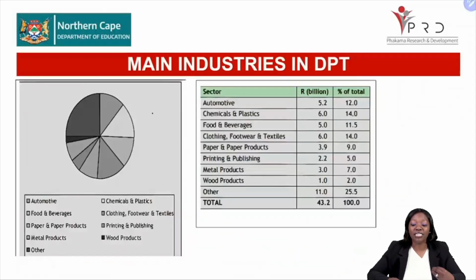Then we're looking at the main industries that you can find at Durban Pinetown. We're looking at your automotive, we're talking about the cars, the chemicals as well as the plastics. We're talking about food and beverages, your clothing and footwear as well as textiles. Mostly it's from these regions. We're talking about paper as well as paper products. We're talking about printing as well as publishing, your metal products as well as your wool products. And there are other industries.